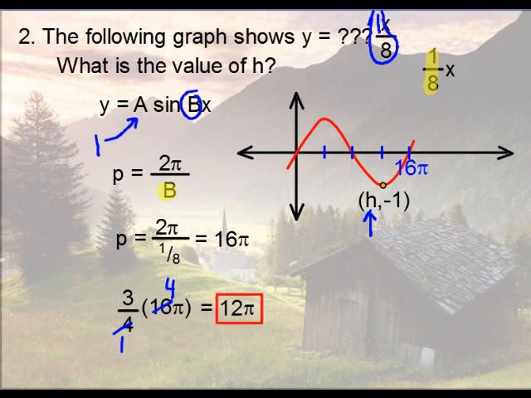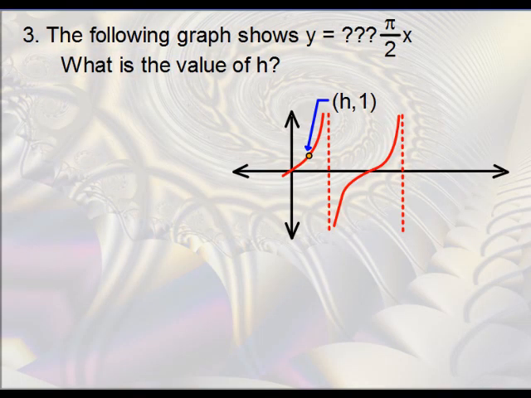And that's essentially your answer, because you would have had to have gone across 12 pi units first and then gone down 1 unit to get to this location. Since it's just the x value you're interested in, that's all you want. Let's do another one that's similar. Hopefully you recognize this as a tangent graph.